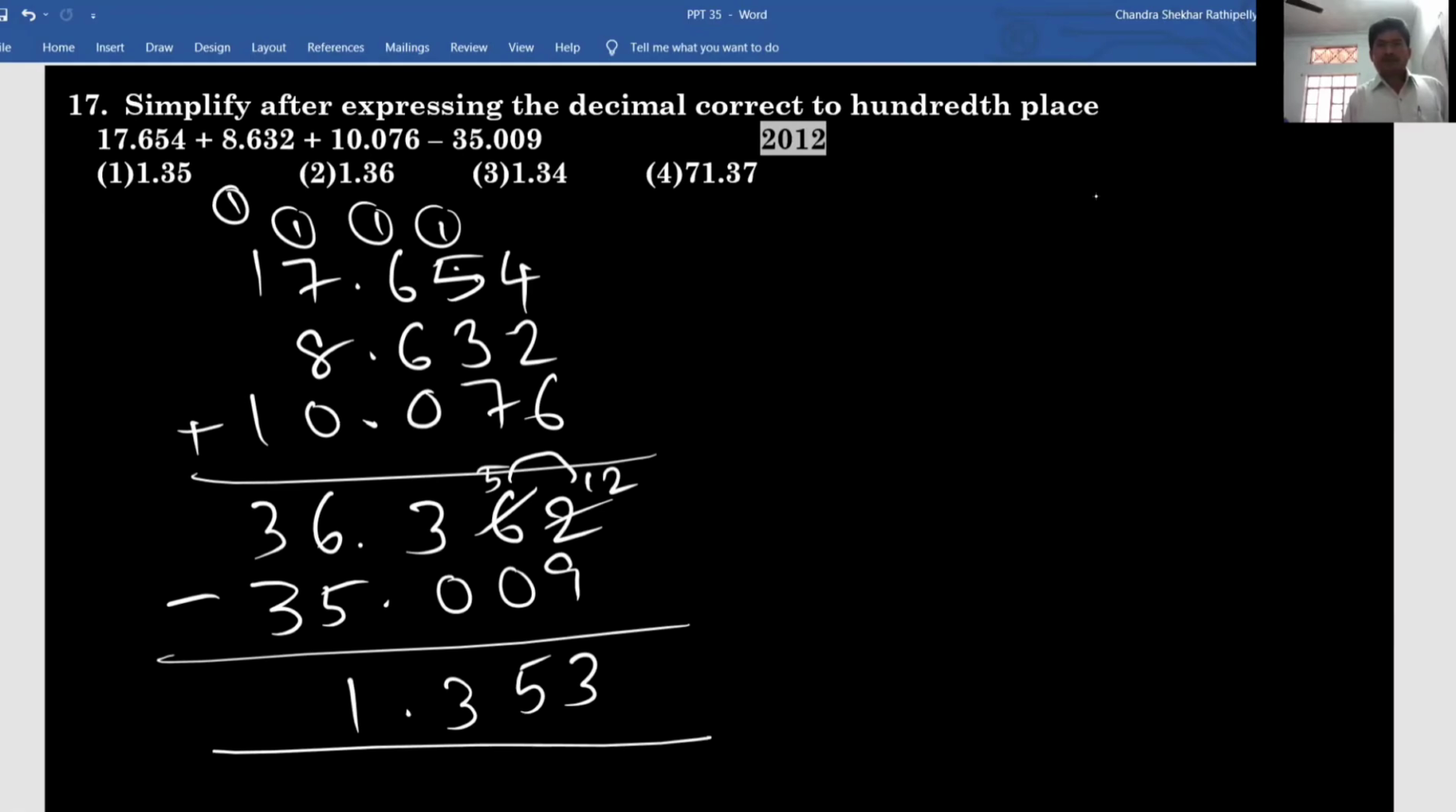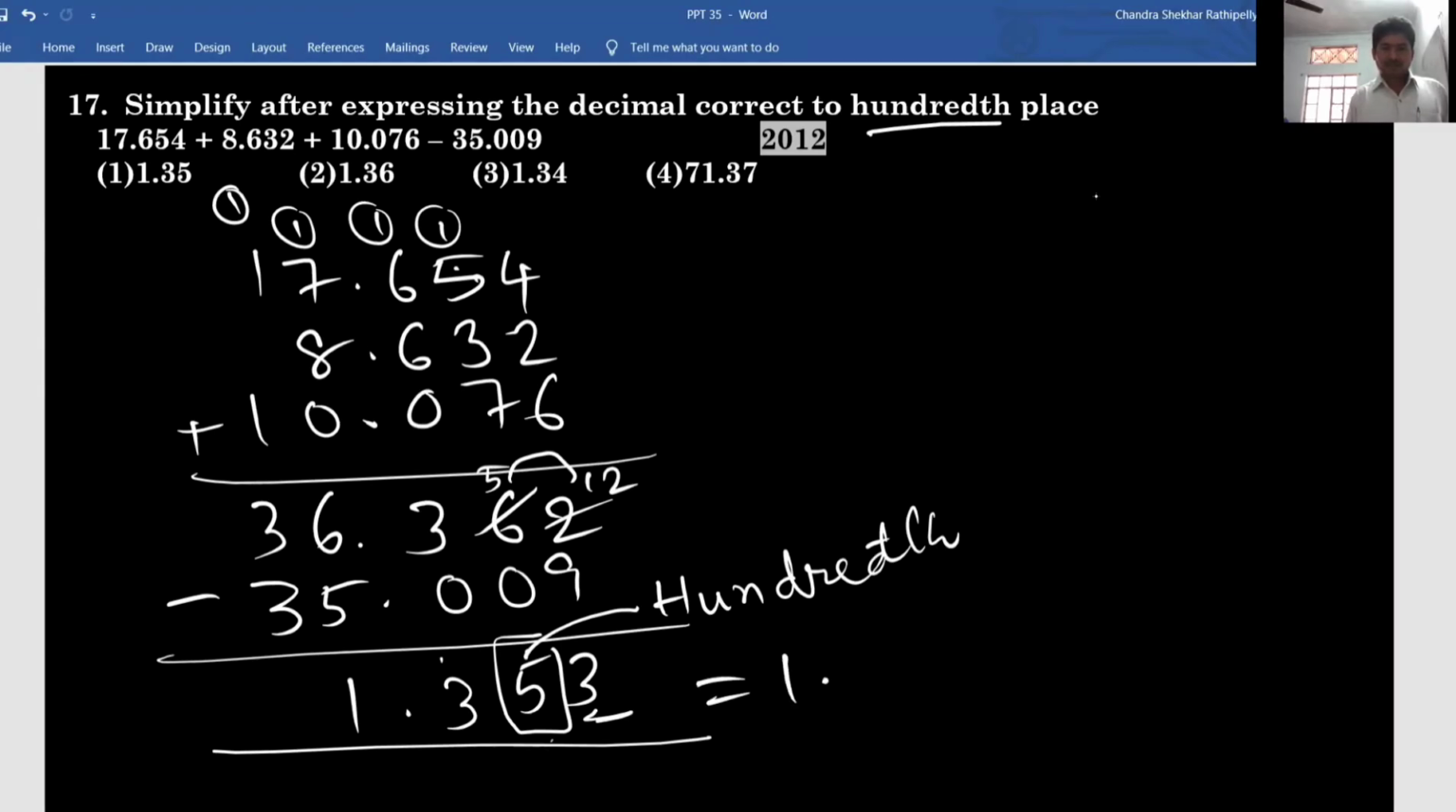353. We have to correct it to 100th place. This is tenths, this is hundredths. This is the 100th place, children. To correct to 100th place, we have to consider the immediately right place, the 1000th place. If it is 5 or more than 5, add 1 to the required place. If it is less than 5, we write it as it is: 1.35. So 1.35, option 1, children.